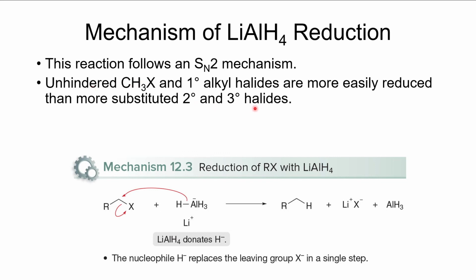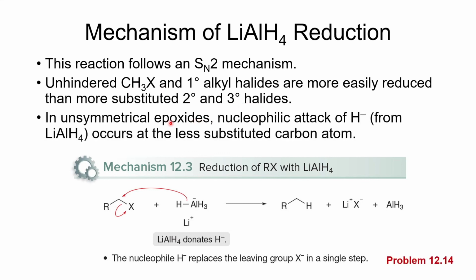So for unhindered alkyl halides, it goes really, really fast. For secondary and tertiary halides, it will work, but it's not nearly as fast. And with lithium aluminum hydride, we don't have a competition with elimination reaction, so that's a fortunate thing. All right, so again, SN2, so it will go to the less substituted carbon. All right, and that is in the case of the epoxides.